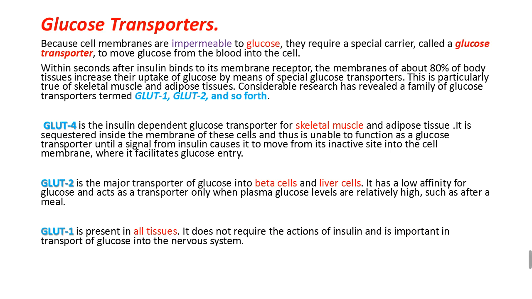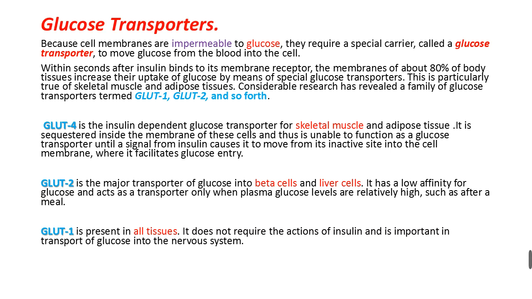Glucose transporter 2 is another example of glucose transporters. It is the major transporter for glucose into the beta cells and liver cells. It has a low affinity for glucose and acts as a transporter only when plasma glucose levels are relatively high, such as after a meal. What does this mean? This means that this transporter will not act in the normal condition. It will act when the blood glucose level is very high and the target cells have taken their requirement while blood glucose level remains high.